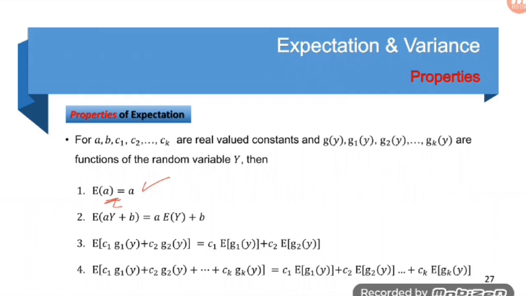If we generalize this property, and instead of using the random variable y, we are using a function of the random variable y. Here we have two functions. The expected value of the sum of these two functions, each of them multiplied by a constant, will be the first constant times the expectation of the first function plus the second constant times the expectation of the second function. If we generalize more, instead of just two functions, we have k functions. So we're applying the same formula.